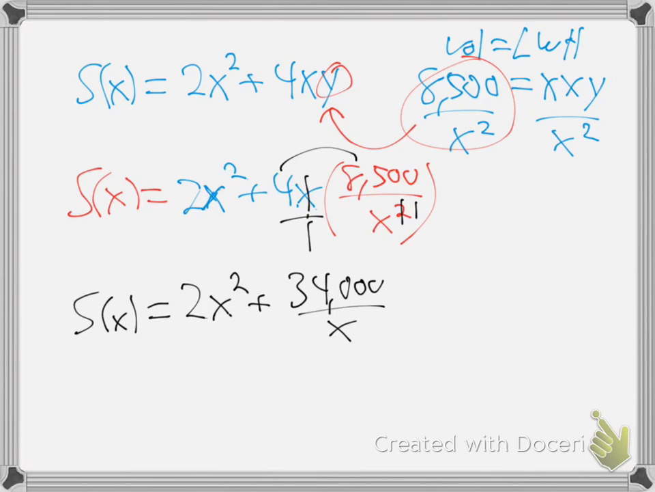Plug it into your calculator, graph it, find the cheapest box, find the minimum surface area. Y1, graph, find the minimum. Find the cheapest way to build that container. Let's do one more.